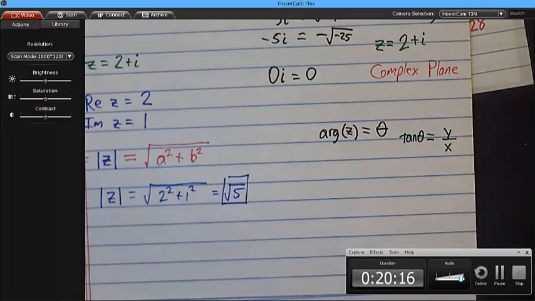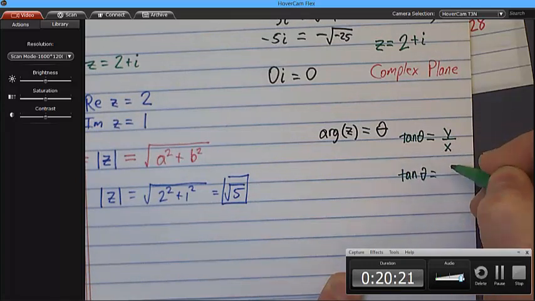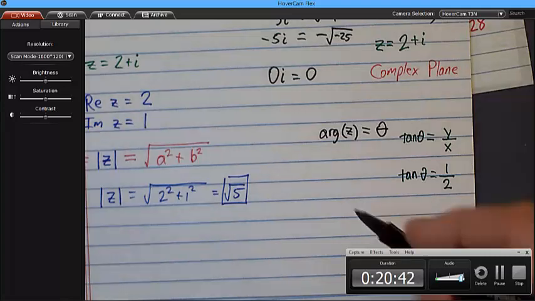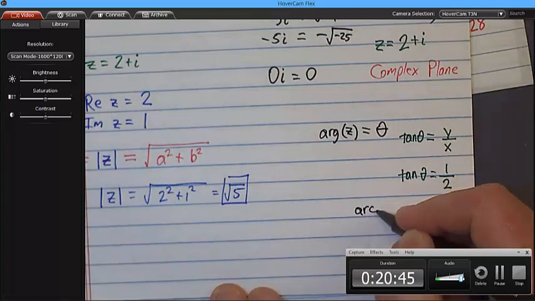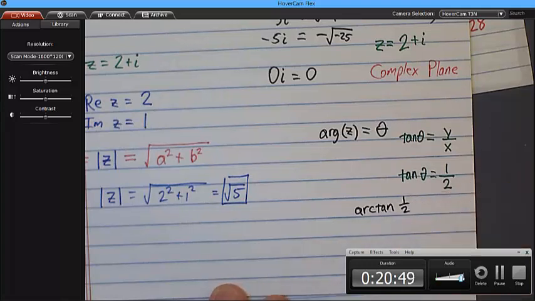All right, let me write it down. For us, the equation is tangent of theta. What's my y? My y is 1. Yeah. And my x is 2. How many solutions are there to this equation? Infinitely many, right? Can you name one of them? One of them, one solution would be the arctan of 1/2, okay? That's one of the solutions.